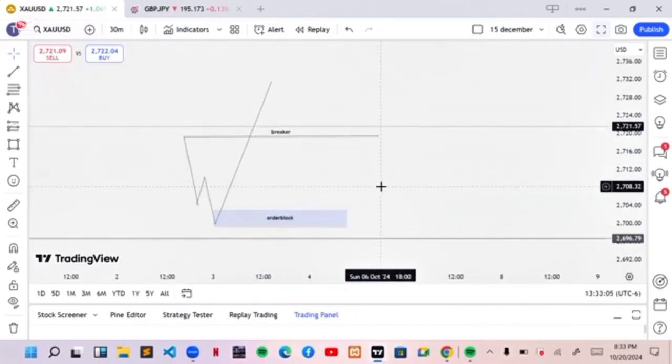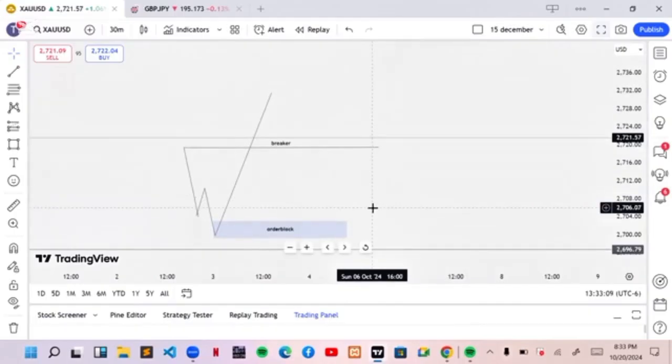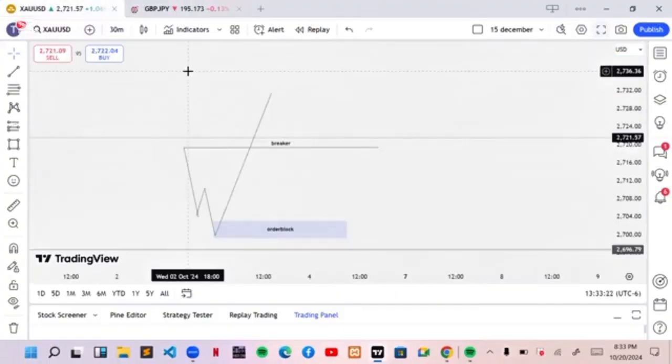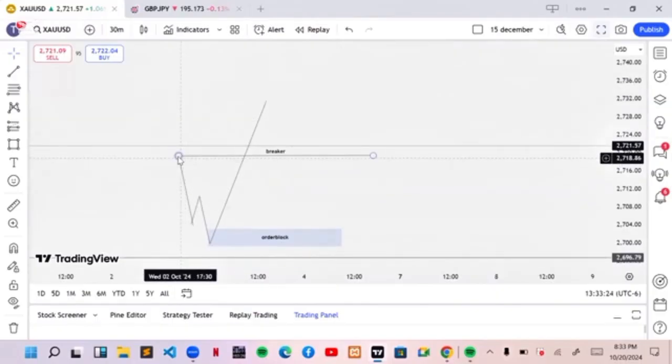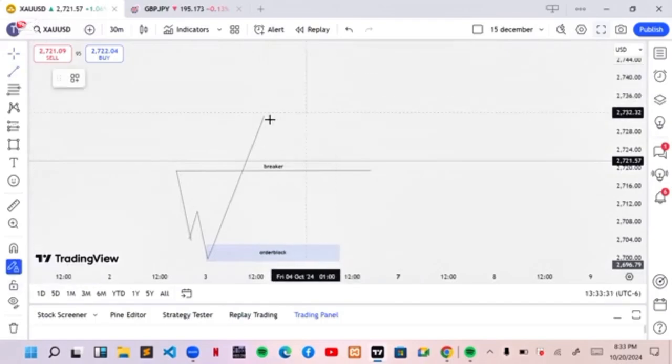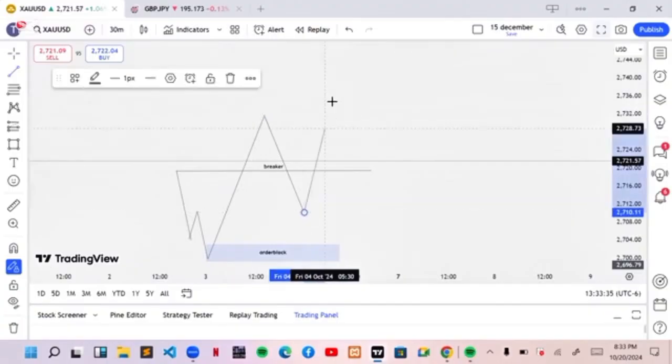Now, knowing when to use a breaker block or when to use an other block: use a breaker block when the first pullback that the market makes did not mitigate that breaker block. I don't know if you understand what I mean. Remember, one of the rules says the point of interest needs to be unmitigated. Now, let's take a scenario like this. The market breaks past this zone, meaning that there's a breaker block right here. Let's say that this is the first pullback that the market makes. After that, it pushes up.